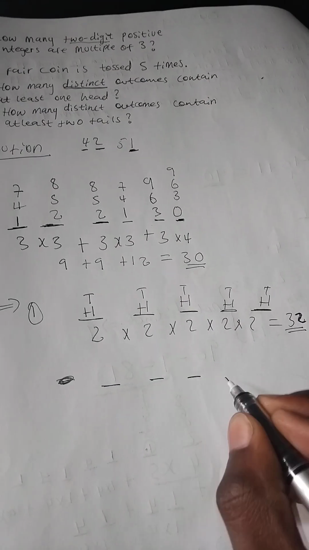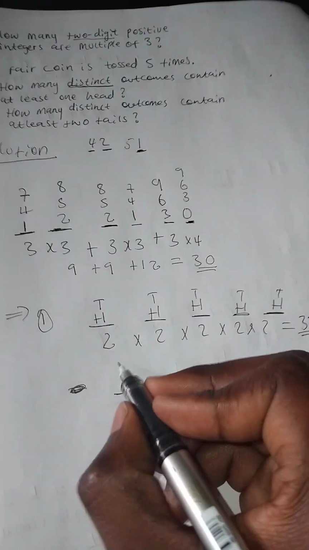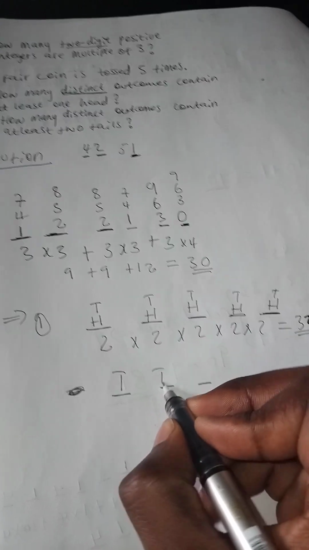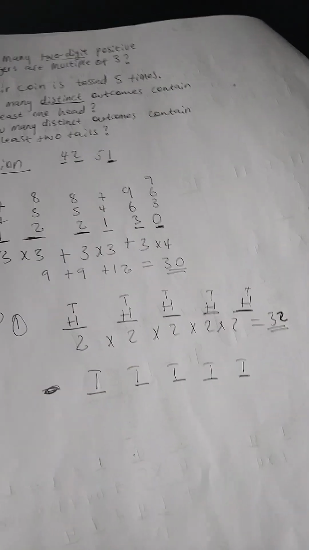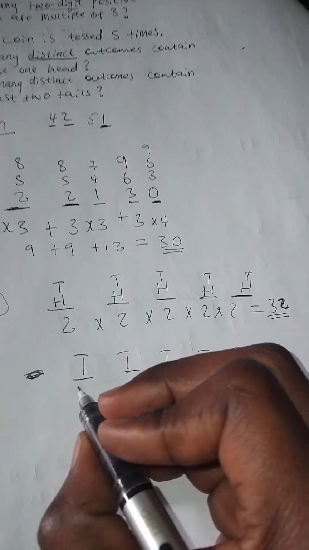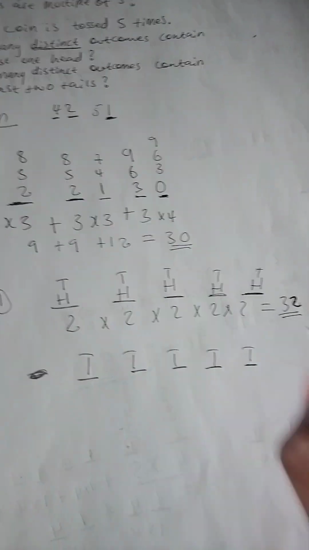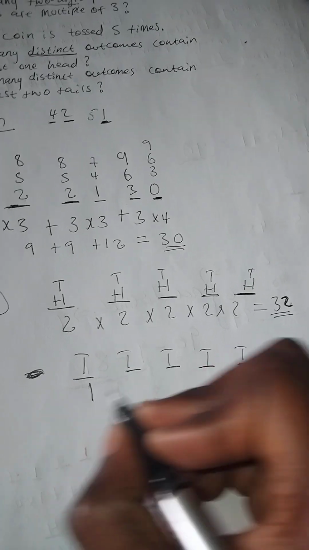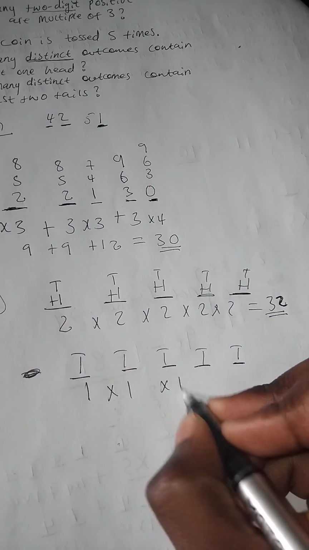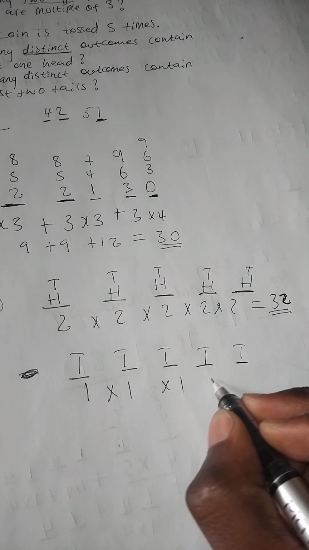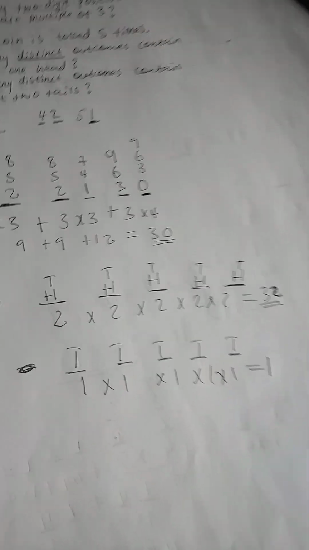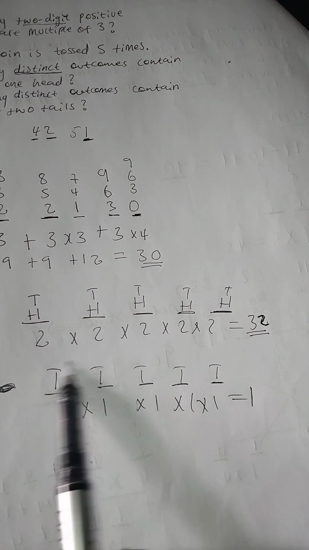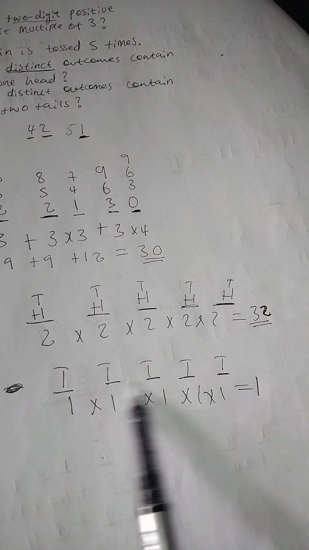In order for you to not have a head at all, that implies you have all tails. Tails, tails, tails, tails, tails, isn't it? So if you have all tails, then there is no at least one head in this combination here. Then it implies 1 by 1 by 1 by 1 by 1, 5 times. So that is going to be equal to 1. Okay, so this is where we do not find any head.